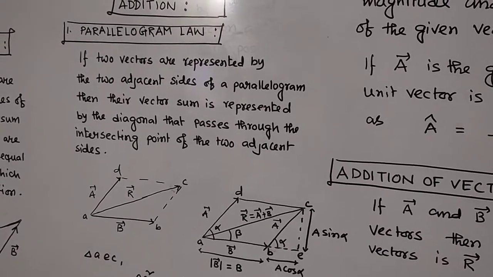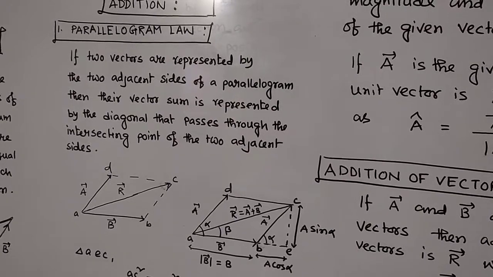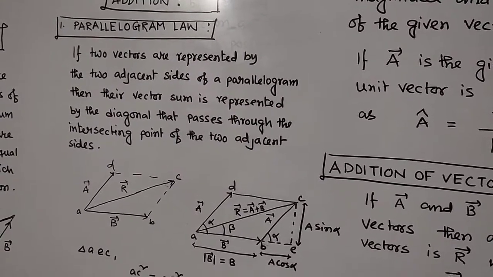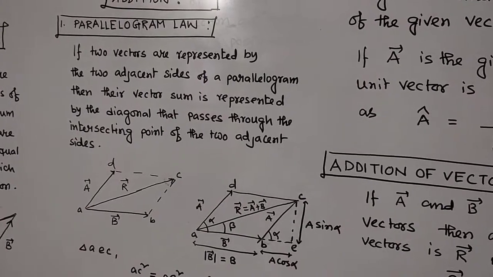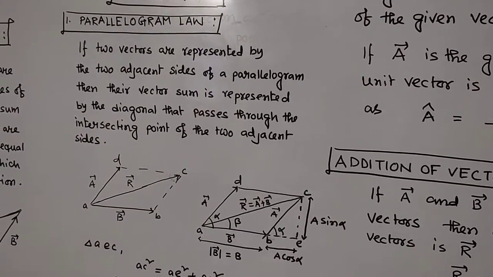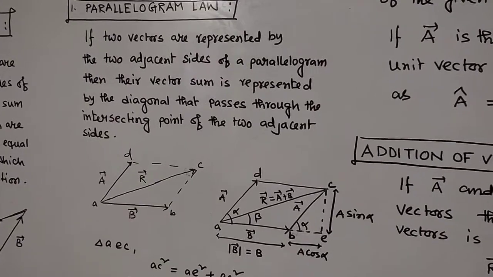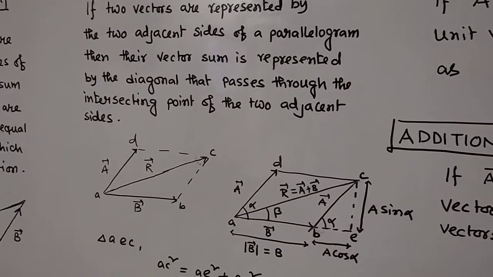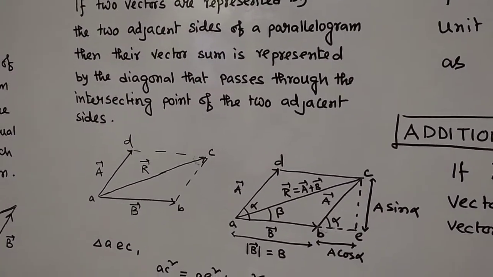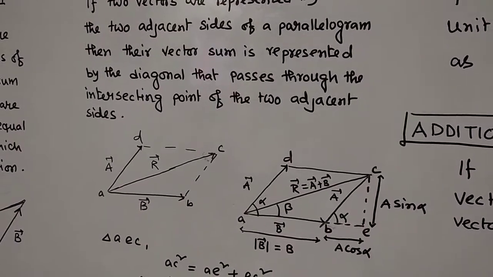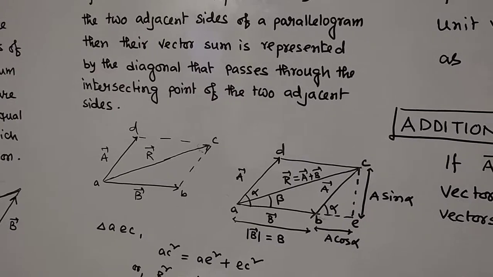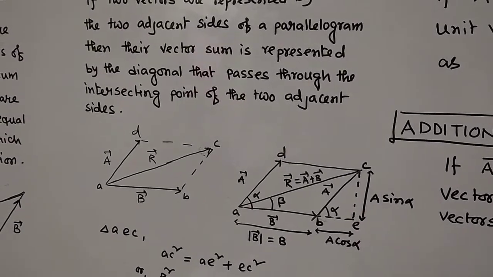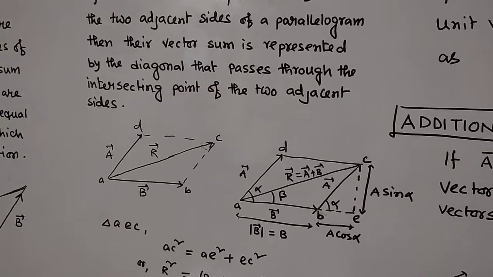So let me read out. If two vectors are represented by the two adjacent sides of a parallelogram, then their vector sum is represented by the diagonal that passes through the intersecting point of the two adjacent sides. So in this figure, a vector and b vector are the given vector. So intersecting point is at a, small a. So r vector is the diagonal that passes through the intersecting point of the two adjacent sides. So r vector is nothing but the vector sum of a vector and b vector.